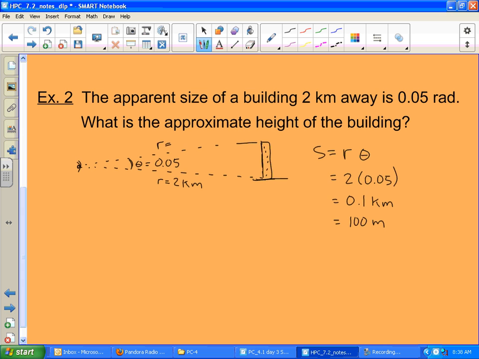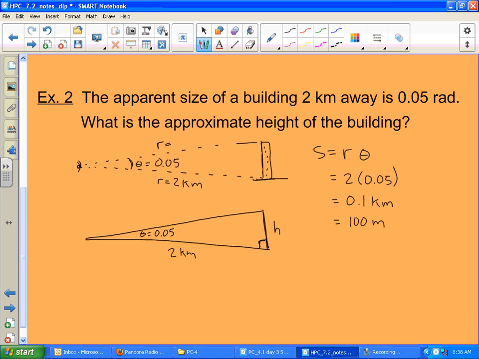Okay, but let's look at it in a little different way. We talked about how that arc length can be basically the same thing as a chord. So now we're going to tweak this triangle a little bit and consider a right angle here, and we look for the height of the building. We still know I'm 2 kilometers away, and we still have this theta that's equal to 0.05 radians.